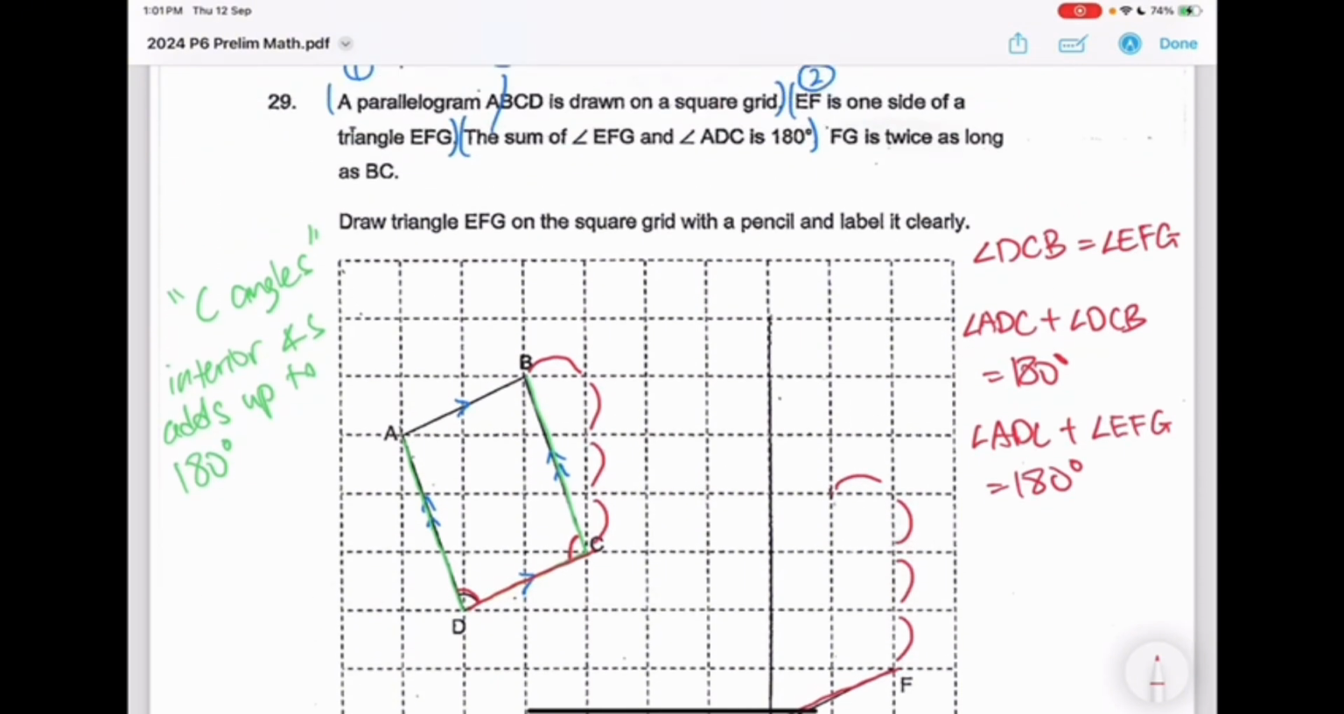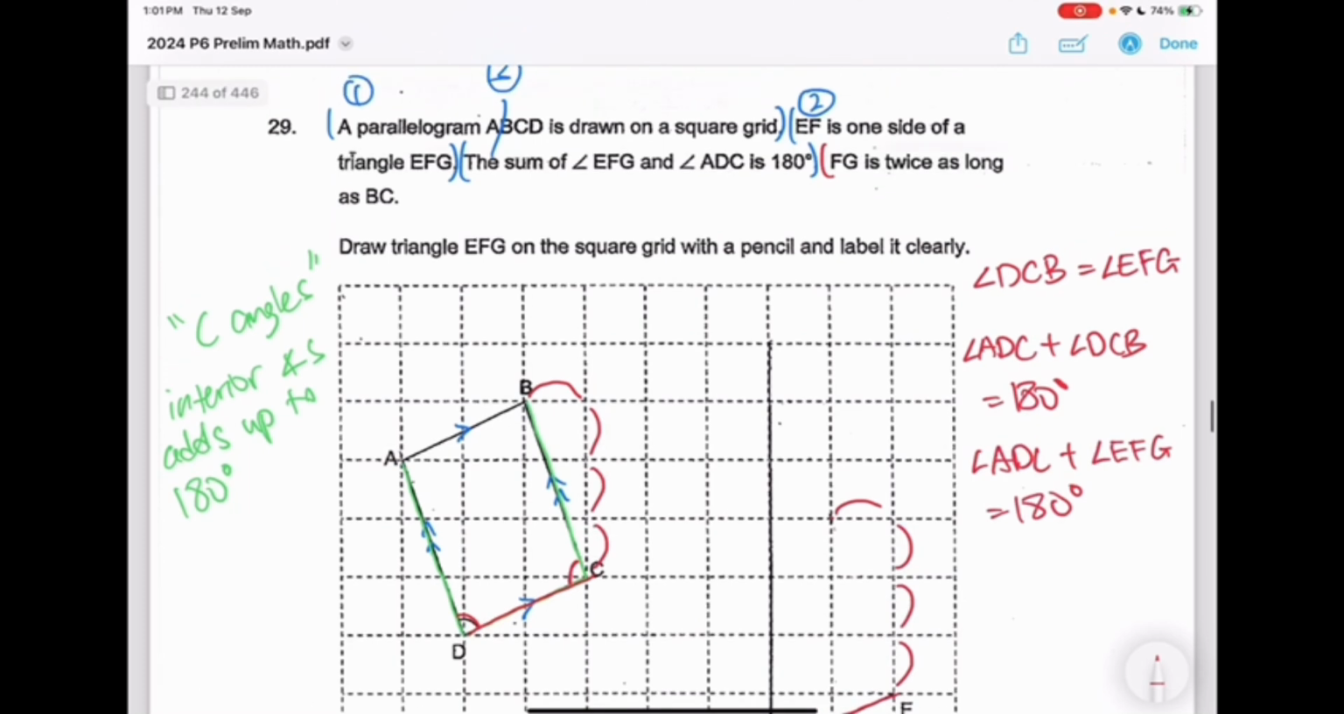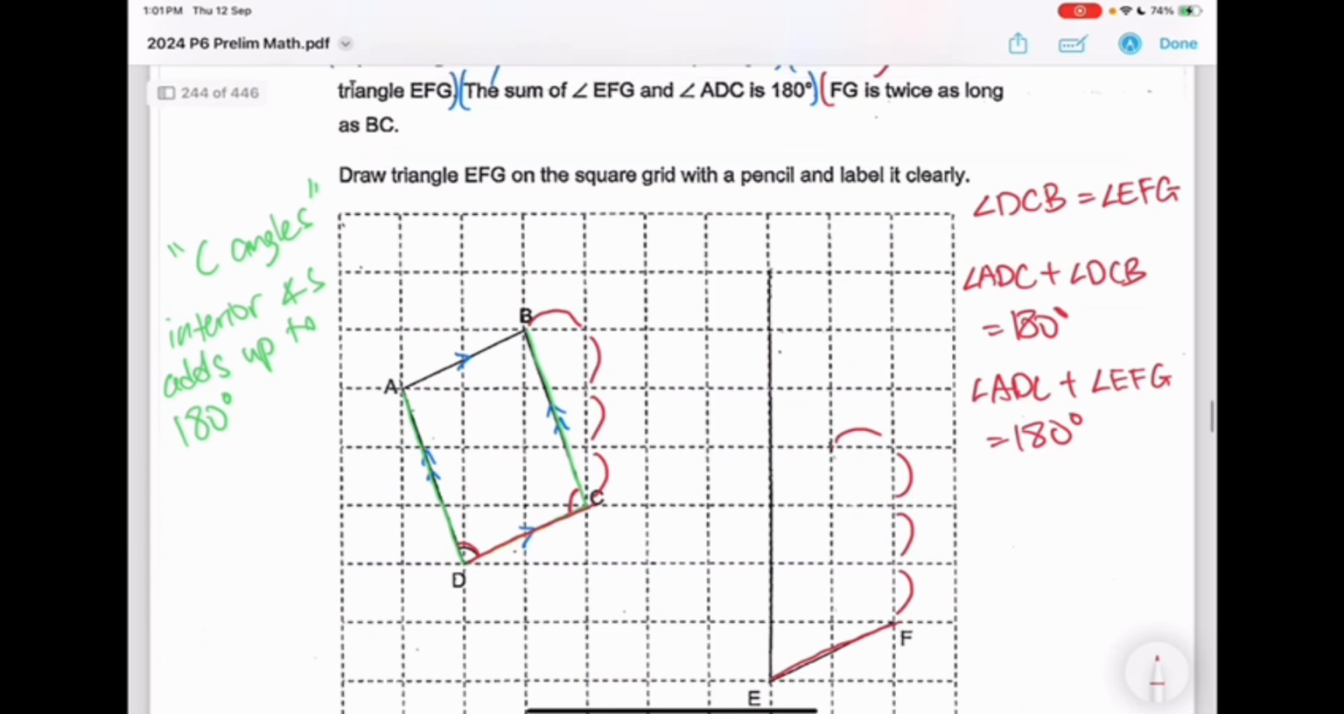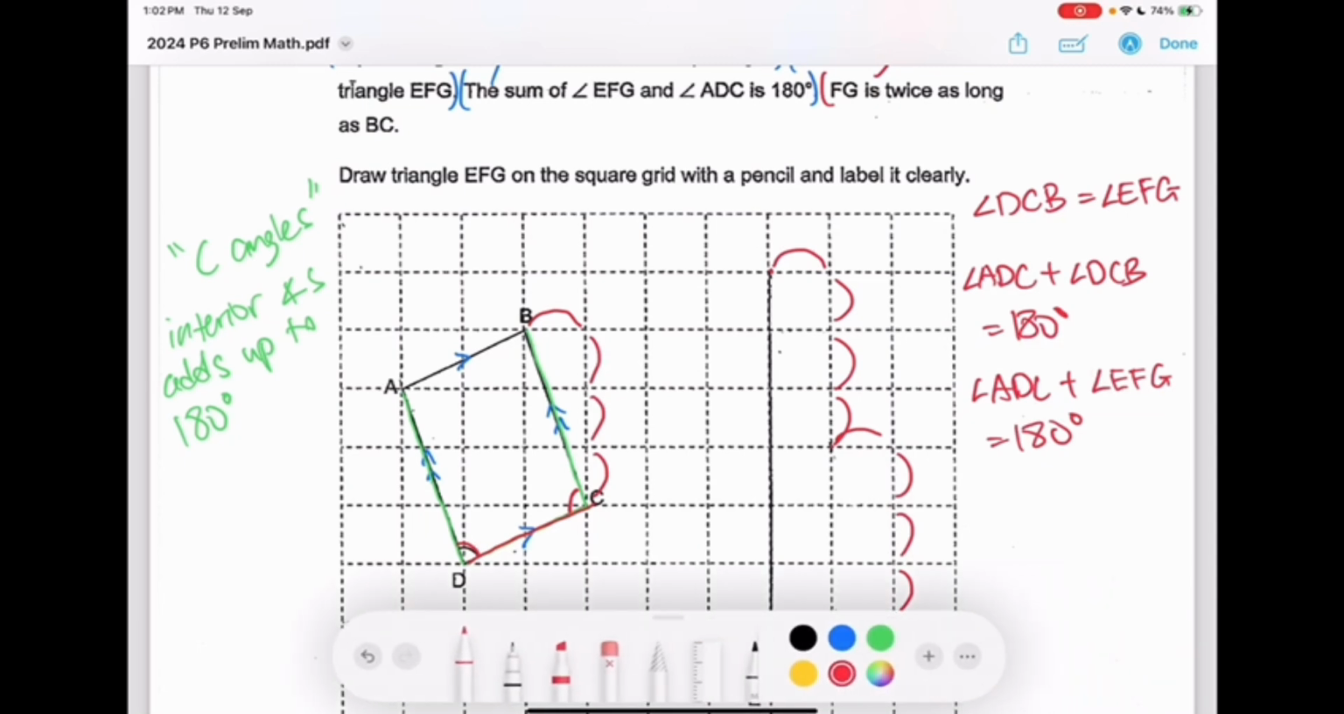Alright, let's move on to the next sentence. It says FG is twice as long as BC. Alright, what can I do from here? Knowing that it is twice as long, I just got to do this 2 times. Okay, so I've done it 1 time. I'm going to do it 1 more time. Alright, with 1, 2, 3 vertical bounces and 1 horizontal bounce. So this point is where G should be.